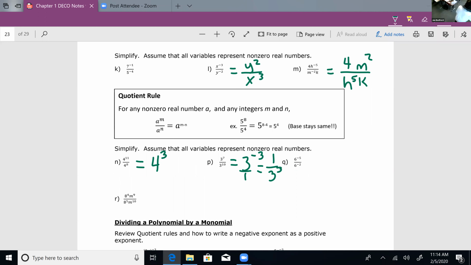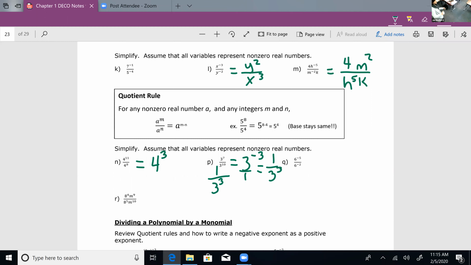But here's the other thing you could do. If you always subtract the smaller from the larger, 10 minus 7 is 3. But where was the bigger exponent, on top or bottom? On the bottom. And if it's on the bottom, I could put 3 to the 3rd on bottom, and that means there'd just be a 1 on the top. So you can go either way.